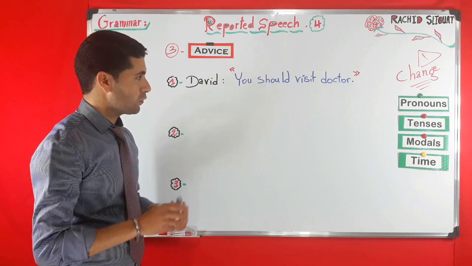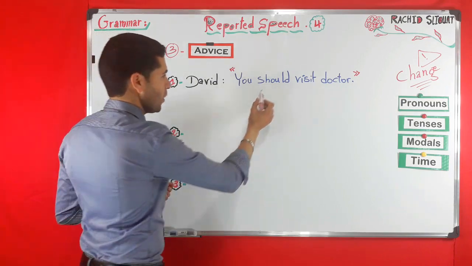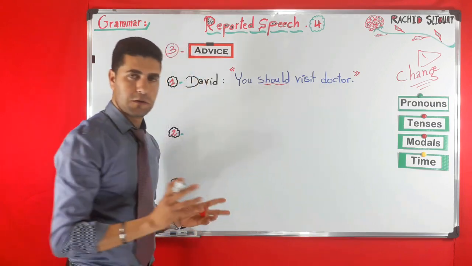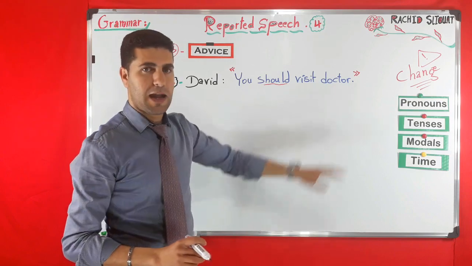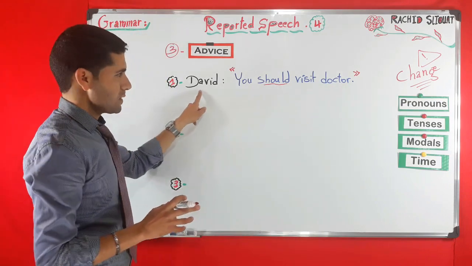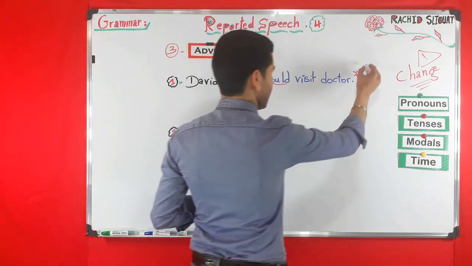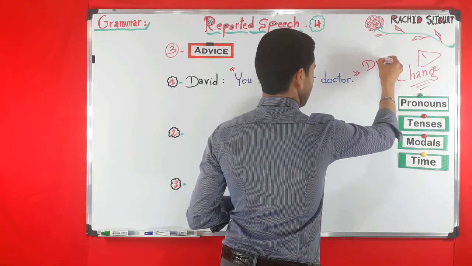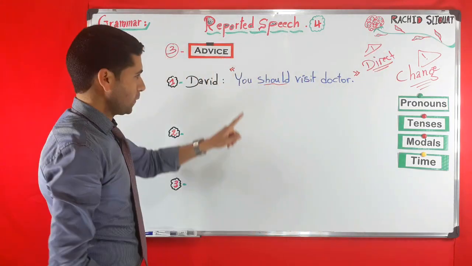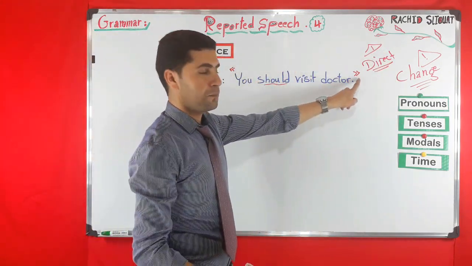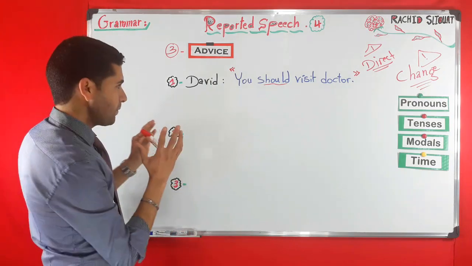David, you should visit a doctor. Now this is a piece of advice very simply because here we have the modal verb should, and should is for giving advice, right? You should visit a doctor. So David is talking directly. This is a direct speech, and it is direct also because, as you can see, it is between quotation marks.